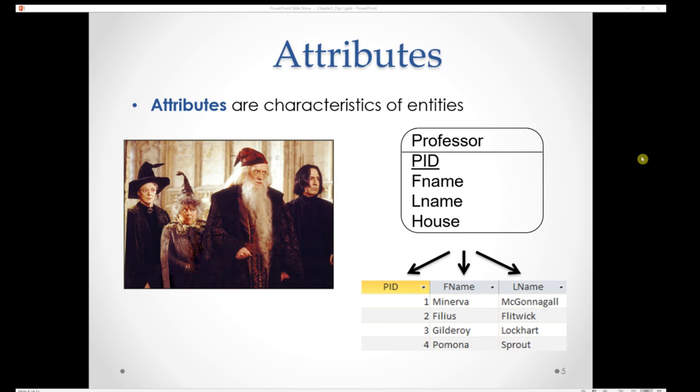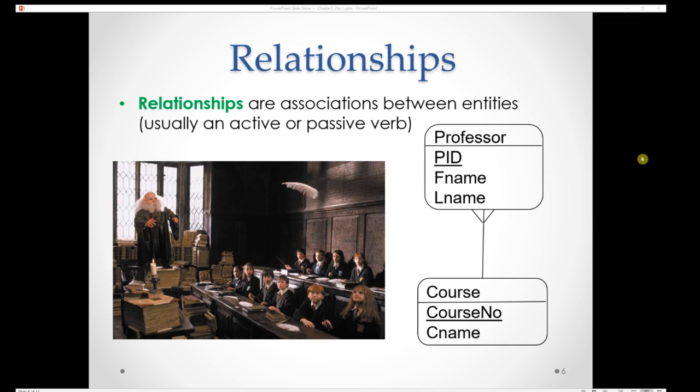We also would like to store characteristics of entities. We call these attributes. For example, here we have a professor entity with 4 different attributes: a professor ID, a first name, a last name, and a house. The primary key, which is underlined, is also an attribute. After we've decided what we want to store in the database and the characteristics of each thing we want to store in the database, we can decide what the relationships are between those entities.